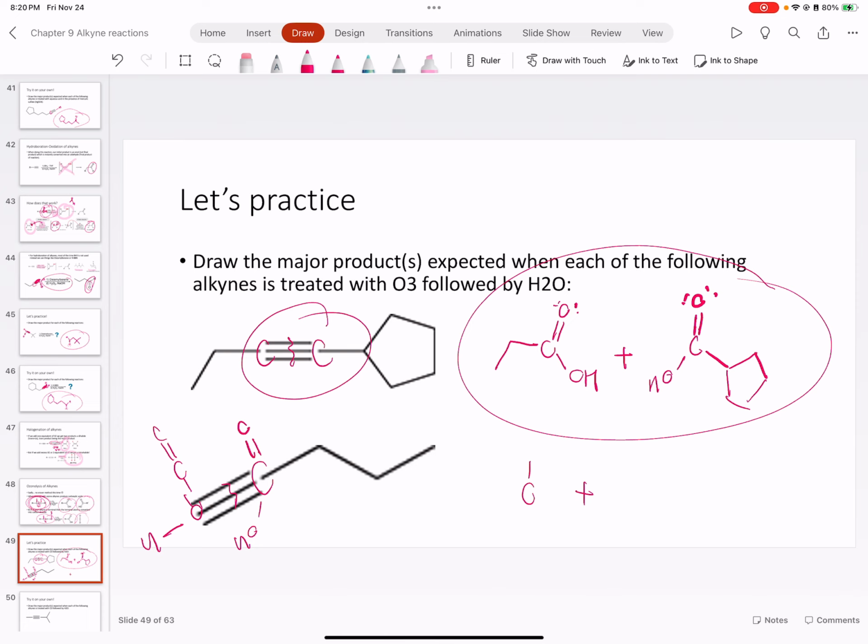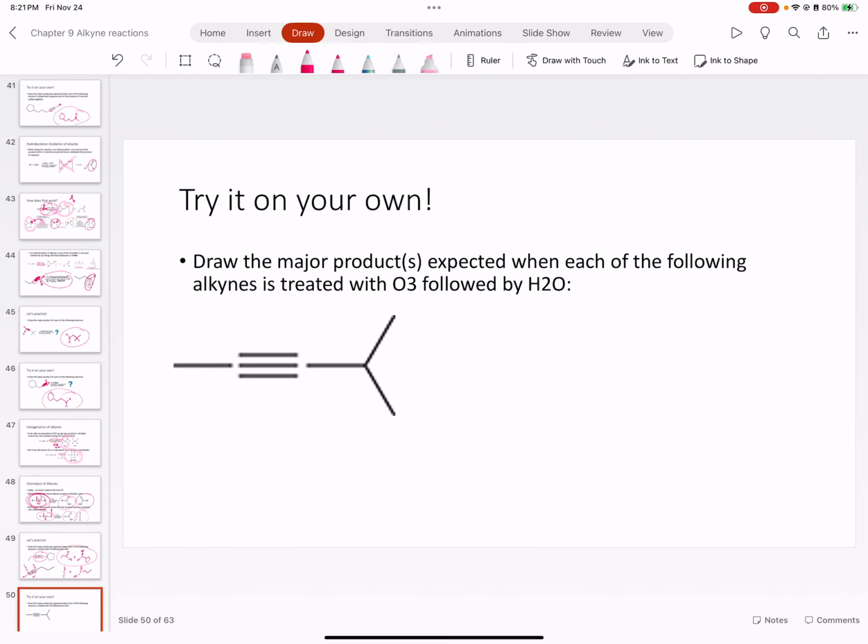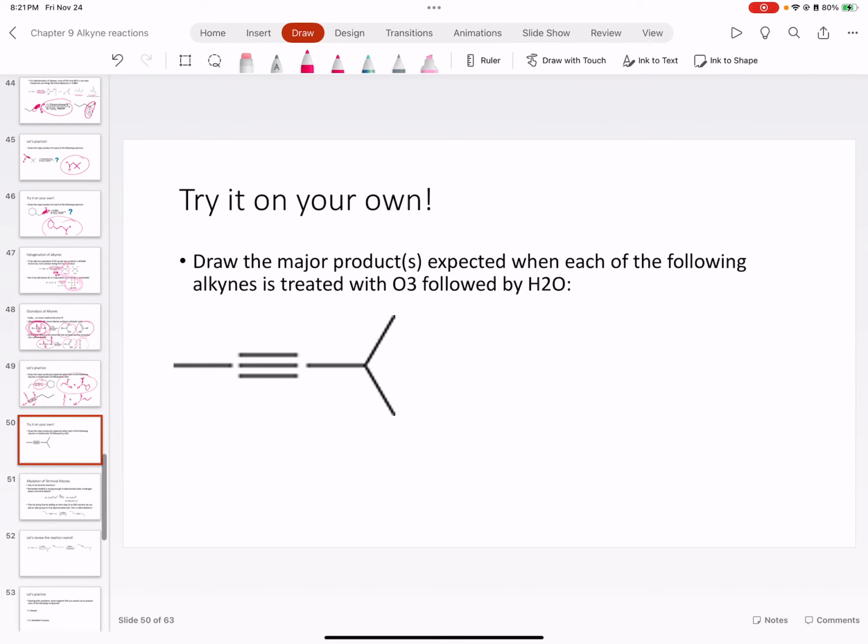So then, like we said, we're gonna do a carbon dioxide on one side, and then on that other side, we're gonna have a carboxylic acid. Okay, perfect. So you can try it on your own.